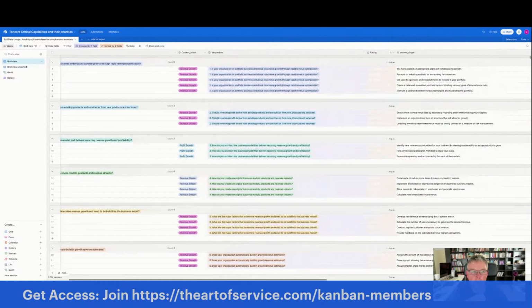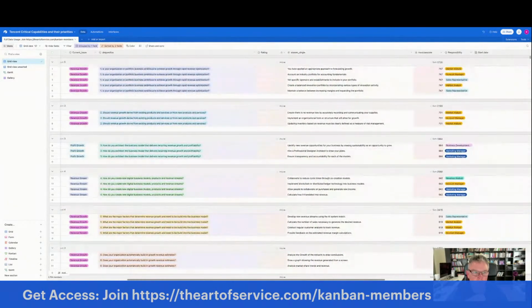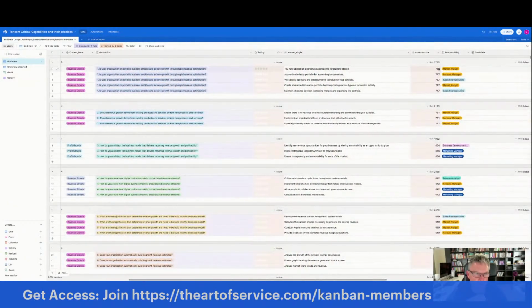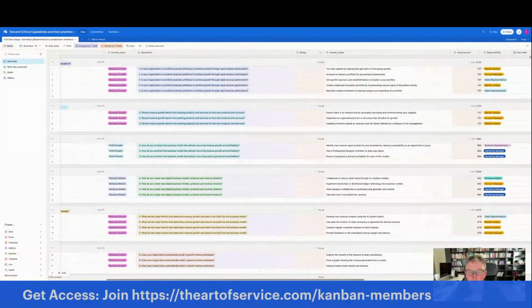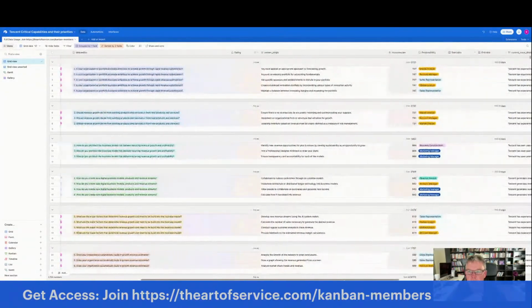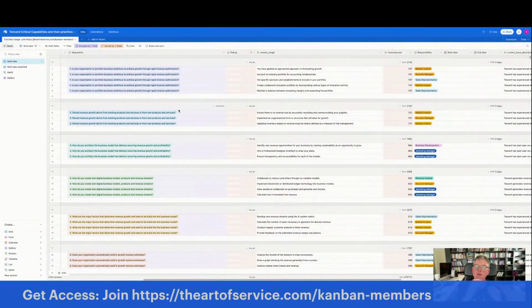So now what we have here, this grid view is sorted on the highest priority. So 747 is the highest here, goes down 731, you can see going down here, 599, etc. Now, what we see happening is that the most important questions come bubbling to the top. Is your organization, portfolio, business ambitious to achieve growth through rapid revenue optimization? What I can do now is simply answer these questions in relation to my own organization.